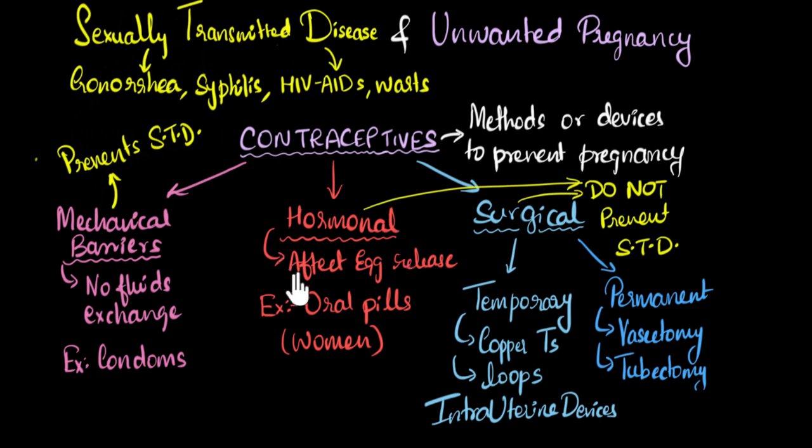And then we have the hormonal methods, in which the usually female hormones are altered, causing imbalance, which can affect the egg release and ensure no fertilization takes place; these usually include the oral pills. And we also have the surgical methods, the temporary ones where you insert some devices inside the uterus, which kill off sperms, like copper Ts and loops. And we also have the permanent ones. We have surgeries which ensure there is no transfer of sperms from the testes to the penis, or we make sure that the egg cannot reach the uterus.